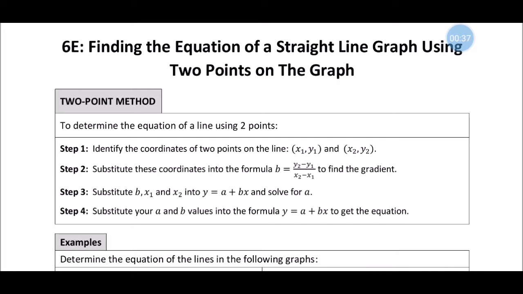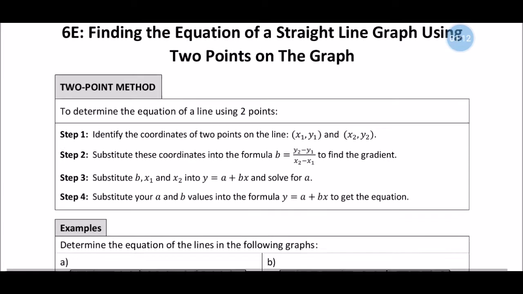Sometimes your graph will intersect the y-axis through a point whose y-coordinate you can't clearly tell just from looking at the graph. And sometimes you won't actually be given a graph at all. You'll just be told, find the equation of a line that goes through these two coordinates. You're not even given a graph, you're just given two coordinates, okay? So using this method that we're learning today, you can find an A, a B, and therefore an equation.